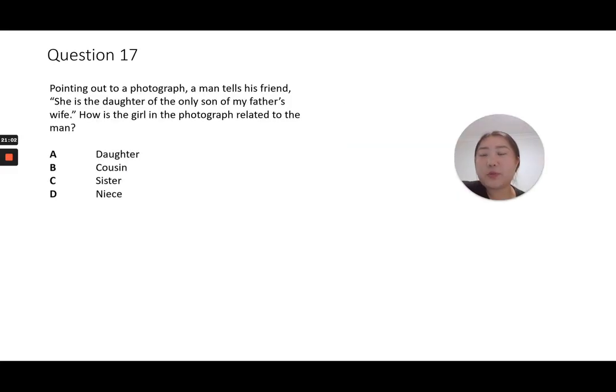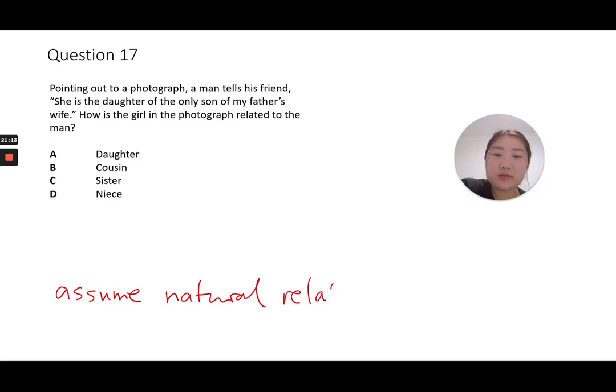17. So we want to try to debunk this convoluted sentence. Remember, for these ones, always assume natural relationships. What I mean by that is bloodline. Obviously, in today's day and age, there is a lot of reconstructing of families and so on, but I want you to assume that people are married and they have children together, and it's the only kind of relationship that they have.